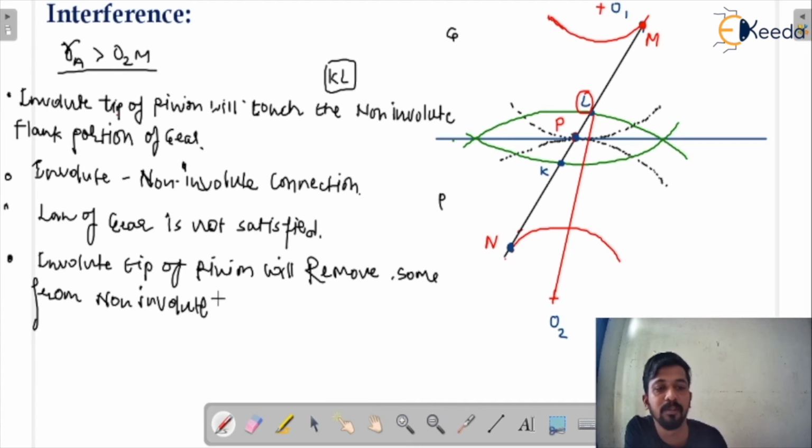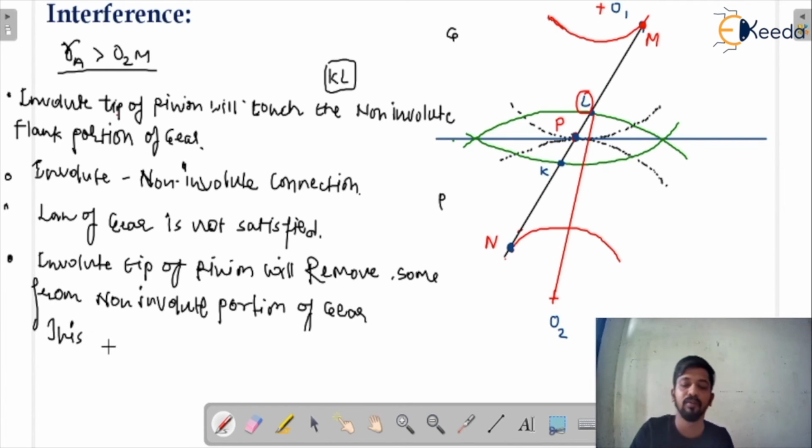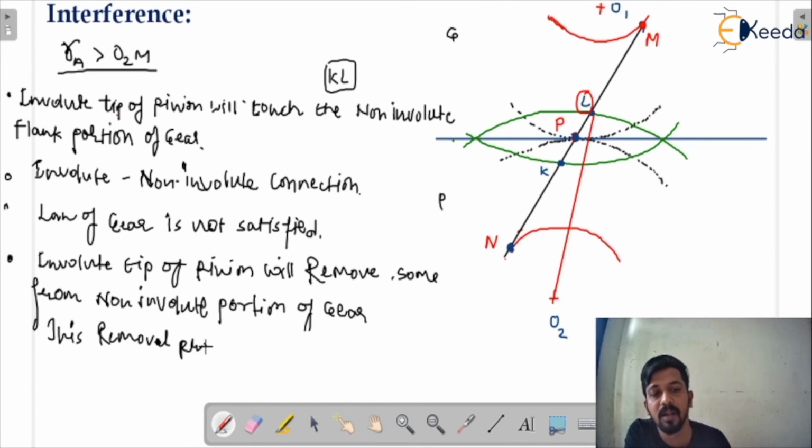What will we call this process? We call this process undercutting. So this removal process of material is known as undercutting.